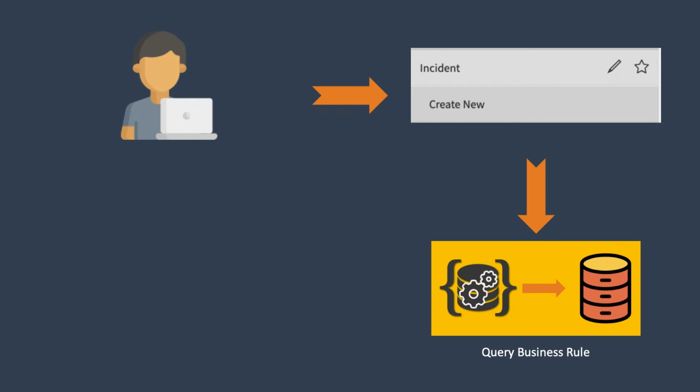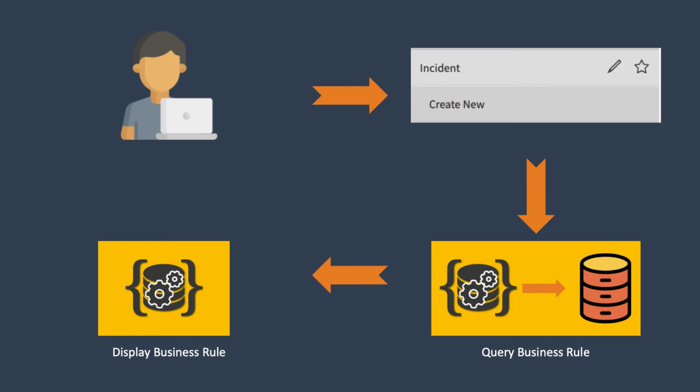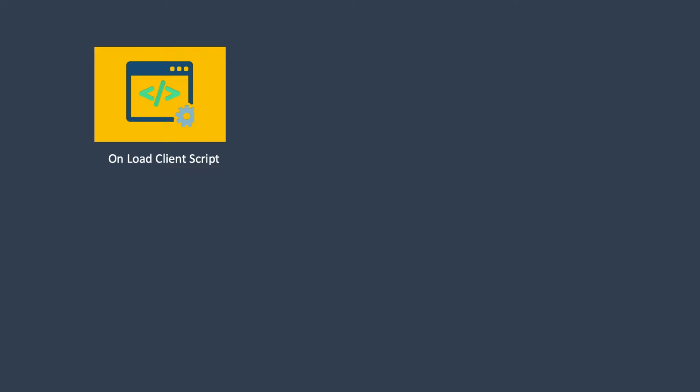Now after running the query business rule, it runs the display business rule. So if you have written a display business rule on the same table, let's say in this example we have incident, then it will run the display business rule. Once the display business rule has run, it will go to the next script. But till then, data will not be displayed to the user. The reason is that we still have other scripts which need to run before presenting the data to the user. And that is the onload client script.